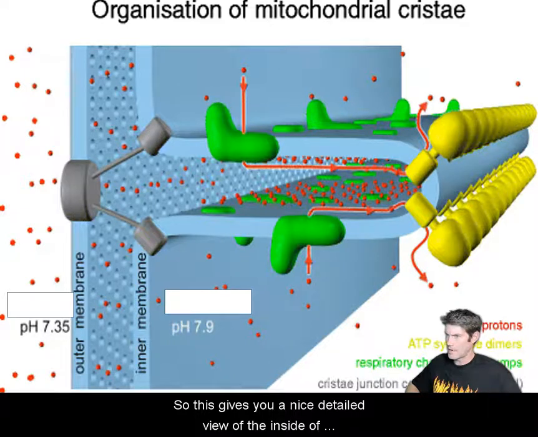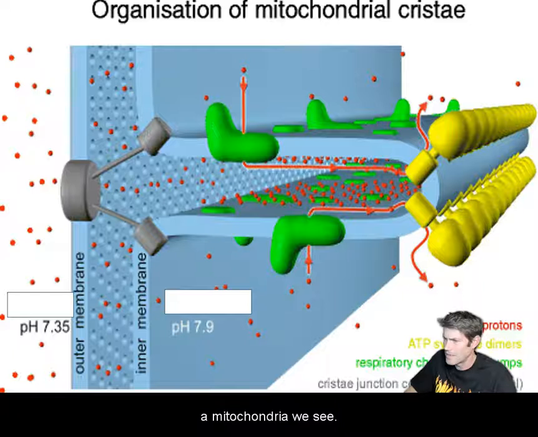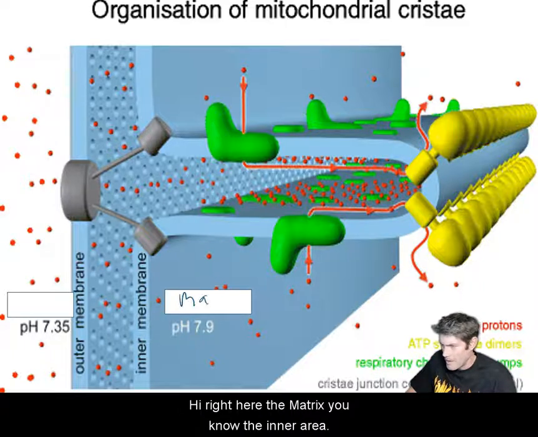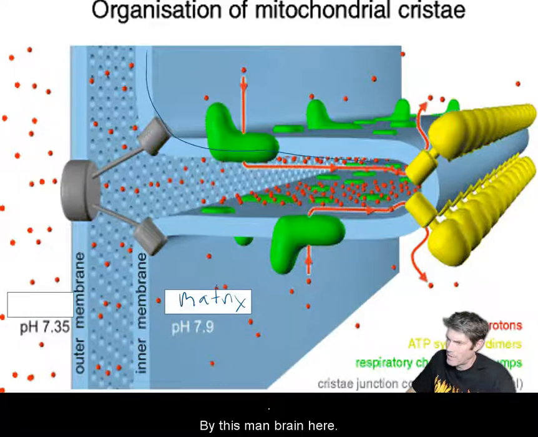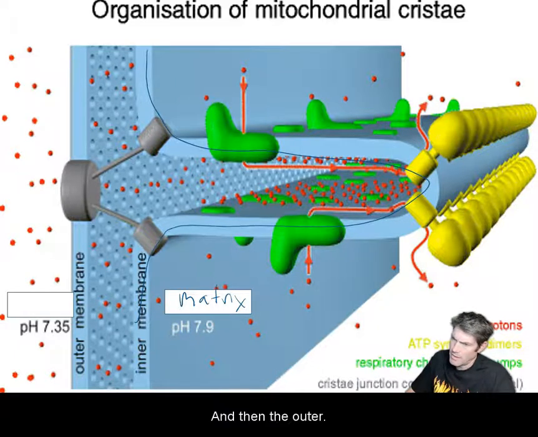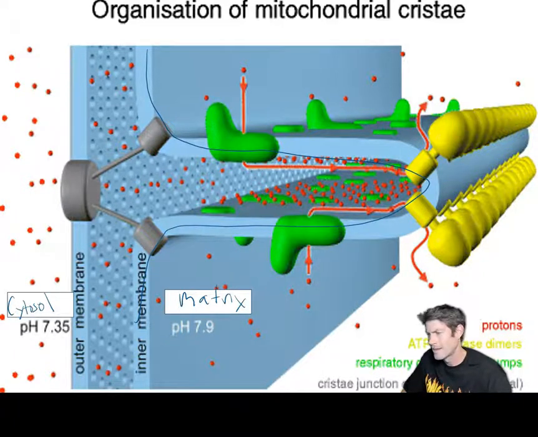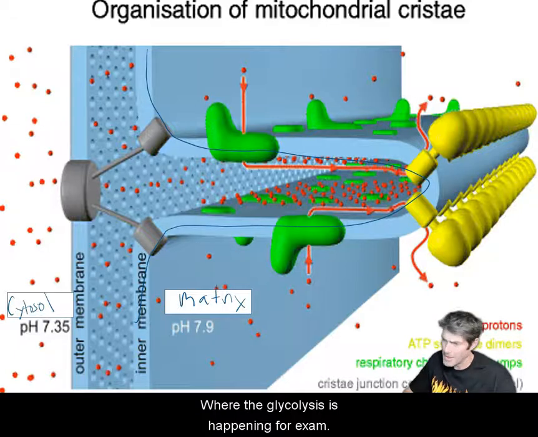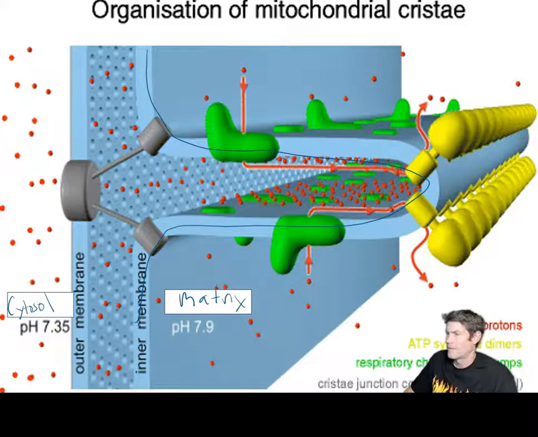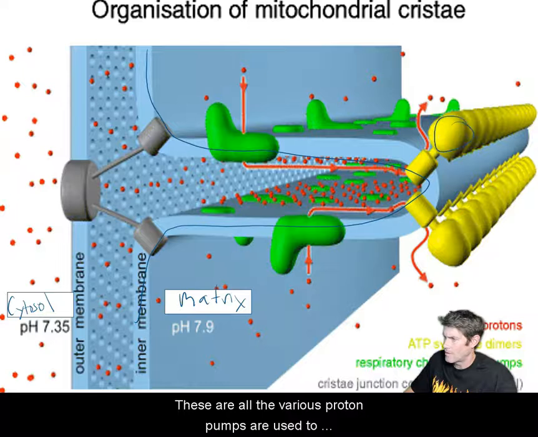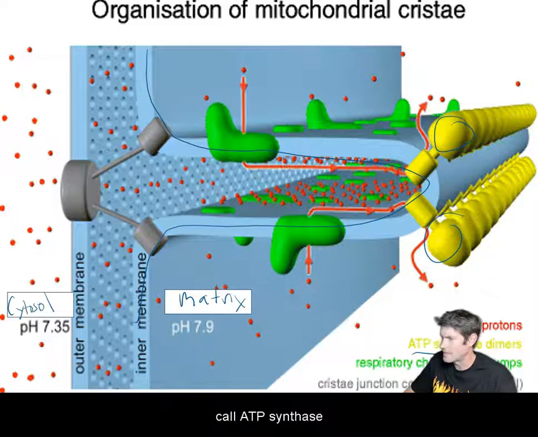So this gives you a nice detailed view of the inside of a mitochondria. We see right here the matrix, this inner area, closed off by this membrane here, and then the outer, the cytosol, where the glycolysis is happening, for example. And these are all the various proton pumps that are used. They're called ATP synthase.